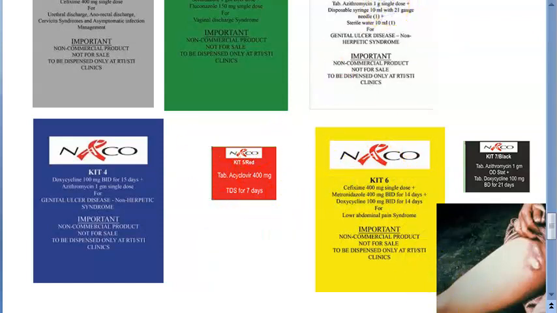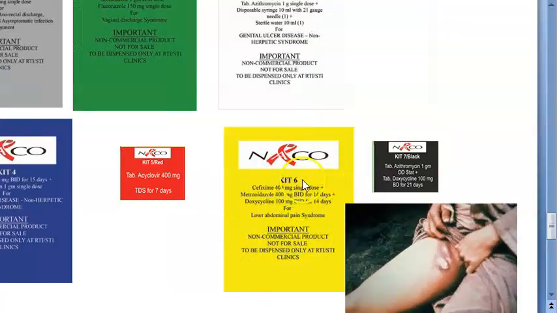Then coming to kit 6. Kit 6 is yellow. Yellow is for what? Yellow is for lower abdominal pain, pelvic inflammatory disease. Very good. What does yellow have? Cefixime. Can you remember this? Yellow cefixime. Okay. Then coming to the last one. The black one is for inguinal bubo. It has azithromycin. At least remember this. It has doxycycline also. Very good.